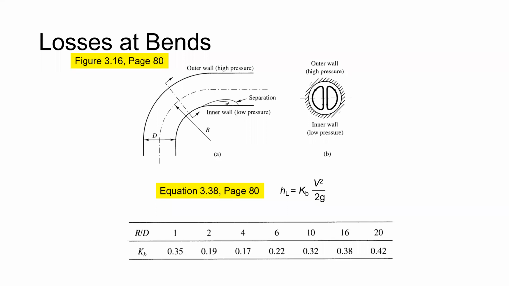And so the bend loss equation, we don't have an expansion or a contraction, the pipe stays the same, but we do have a radius of curvature. So this is the radius of curvature divided by the diameter of the pipe. And then that gives us our coefficient.